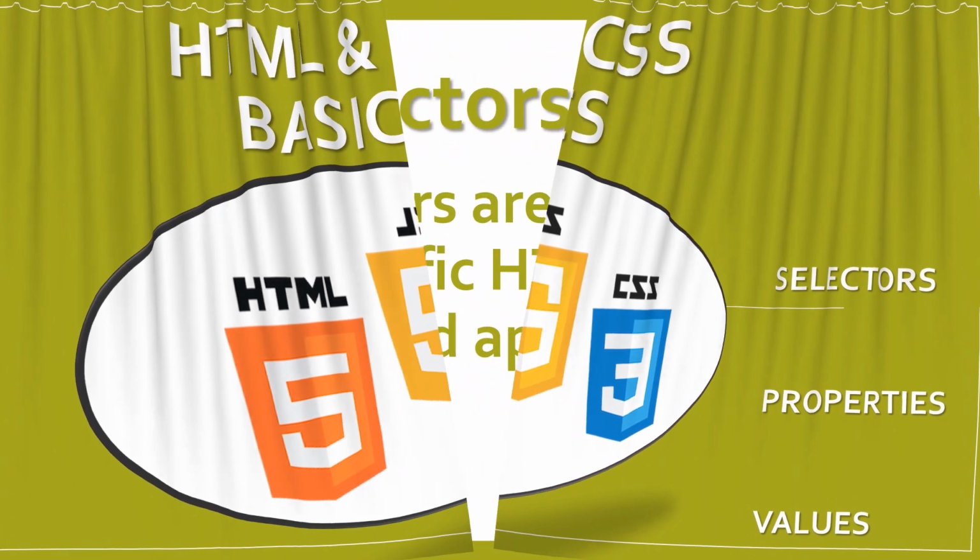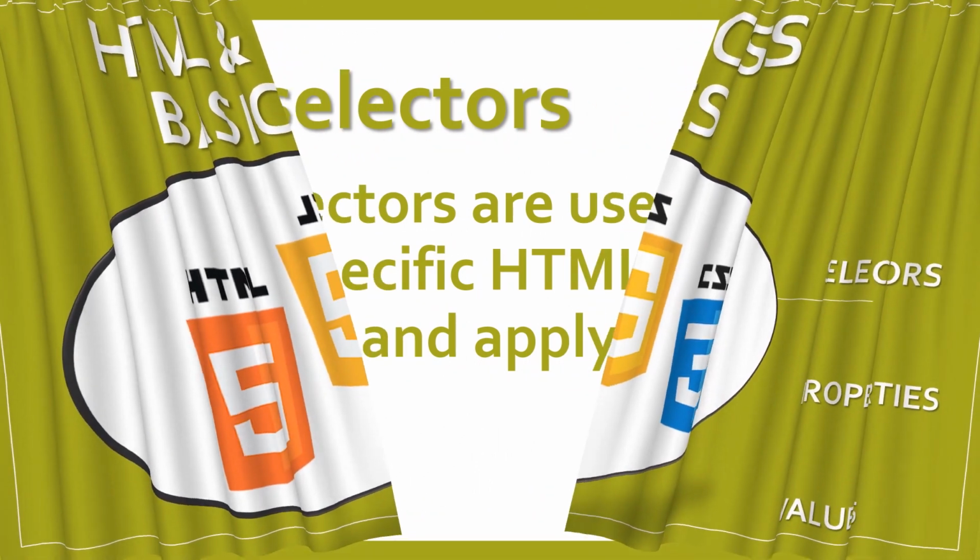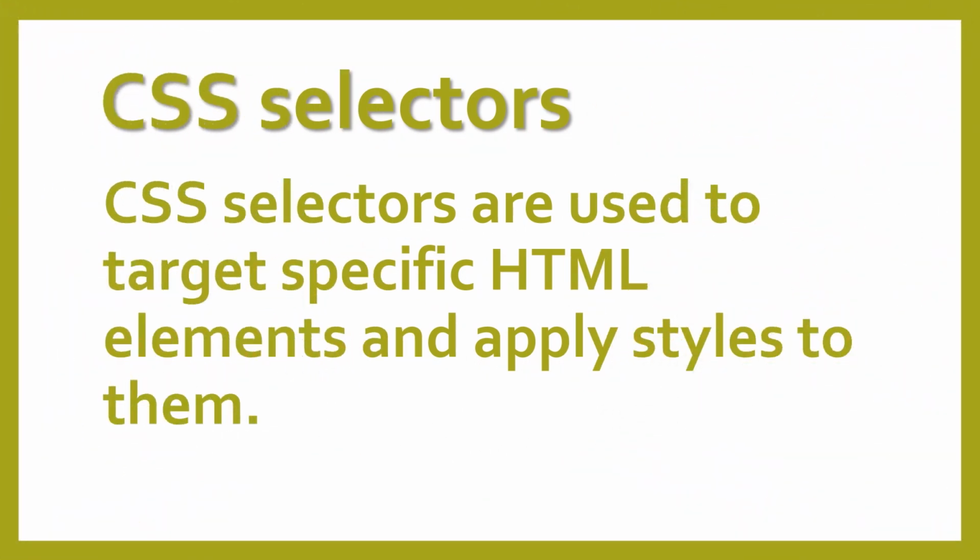So let's just begin. CSS selectors are used to target specific HTML elements and apply styles to them. The specific HTML element that you want to style, you use CSS selectors to select it. If you want to work on an image, you use CSS selectors to target or select the image that you want to work on. Whatever thing you want to work on, the H1, paragraph or whichever thing, you need CSS selectors. So that is basically what CSS selectors do.